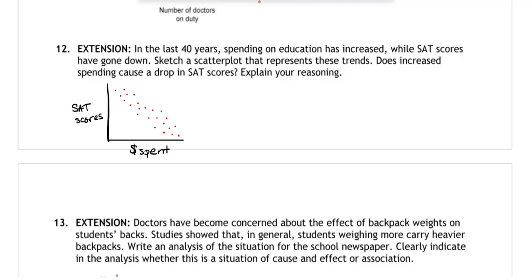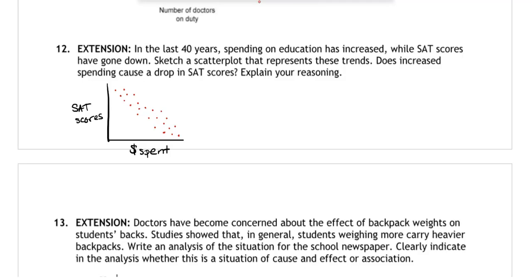There. So as our spending on education increased, SAT scores went down. Okay. So let's explain the reasoning. If our spending has increased, well, it doesn't say on here that that's going to be indexed for inflation, because with inflation, obviously spending is going to increase because things cost more now than they did 20 years ago, than they did 40 years ago.